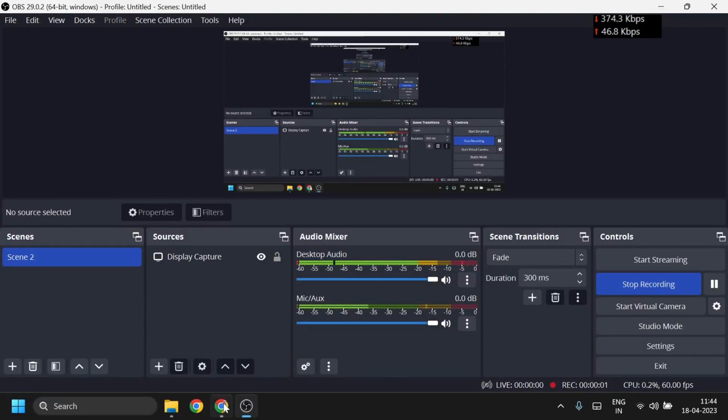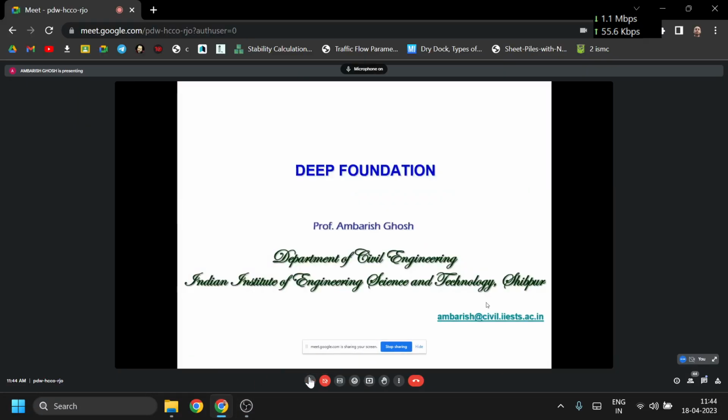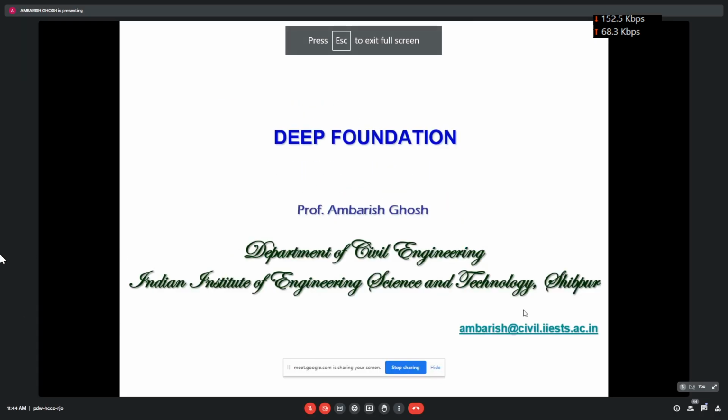Can you see the slide? Yes, sir. Okay. So, all of you are having code, calculator, and a note sheet, because we will solve some of the problems here itself.